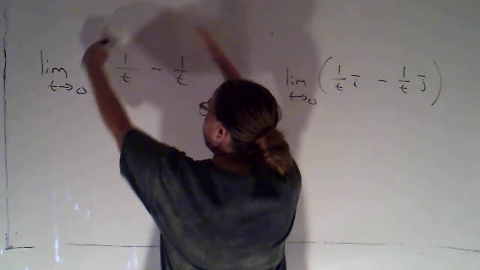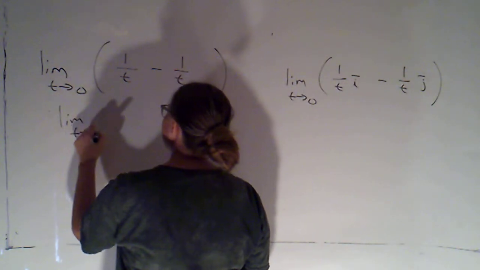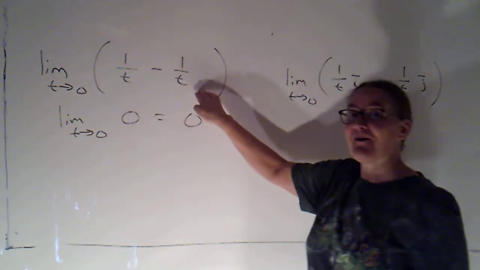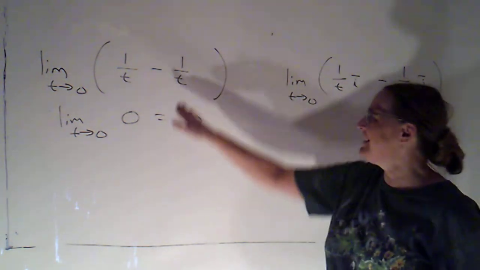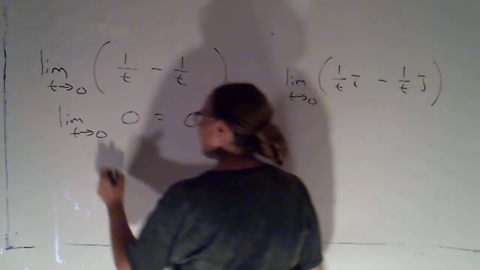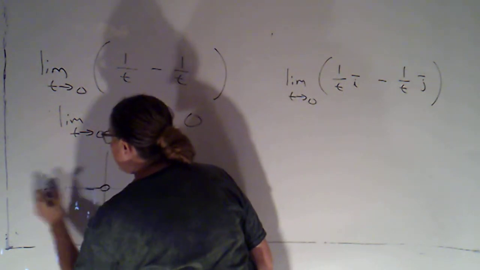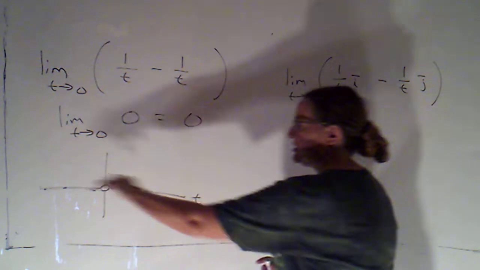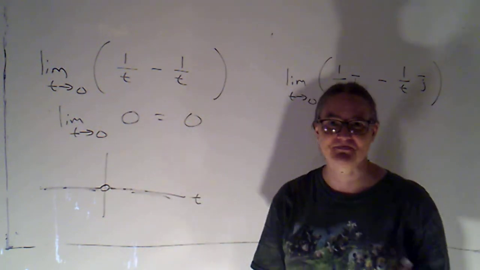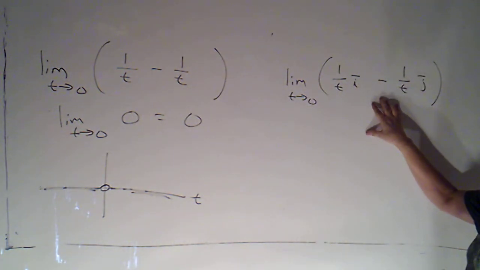Because I'm saying, let's take the limit of this whole thing. I could subtract those. And this becomes the limit as t goes to 0 of just 0, which is 0. Because this is 0 except when t is 0. It is undefined if t is 0, but everywhere else it's 0. So if I were to graph that real valued function, where this is my t-axis, it would be a very boring function. It would just be the t-axis with a hole in it at 0 because it's undefined. Okay.